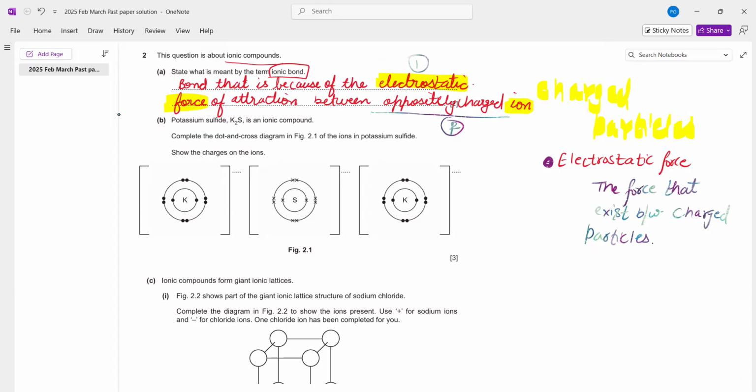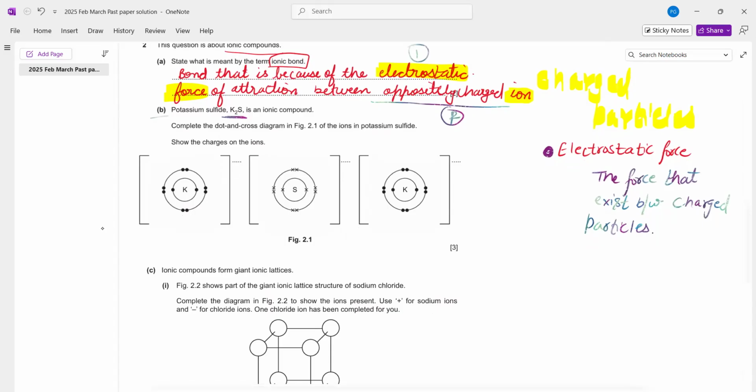The second part of the question says potassium sulfide is an ionic compound. Complete the dot and cross diagram of the ions in potassium sulfide. So if we talk about the electronic configuration of potassium, it's 2, 8, 8, 1. That's the actual configuration of potassium. But here they have shown just 2 shells, 2 and 8. That is being shown to us. Now we have to decide how many more shells we shall show here for potassium.